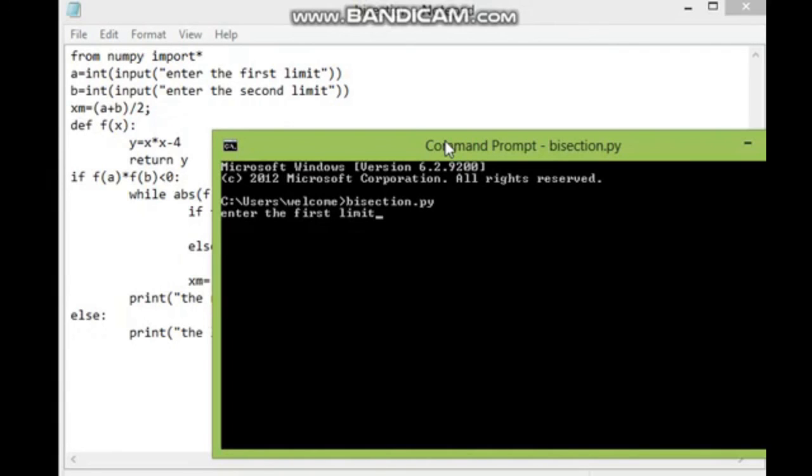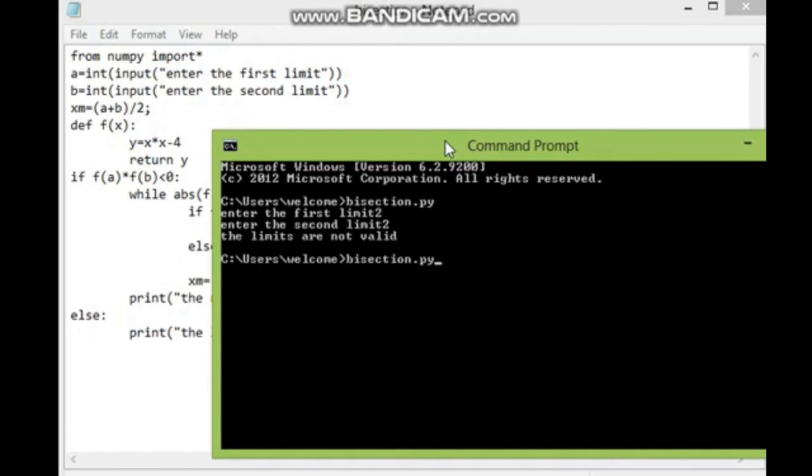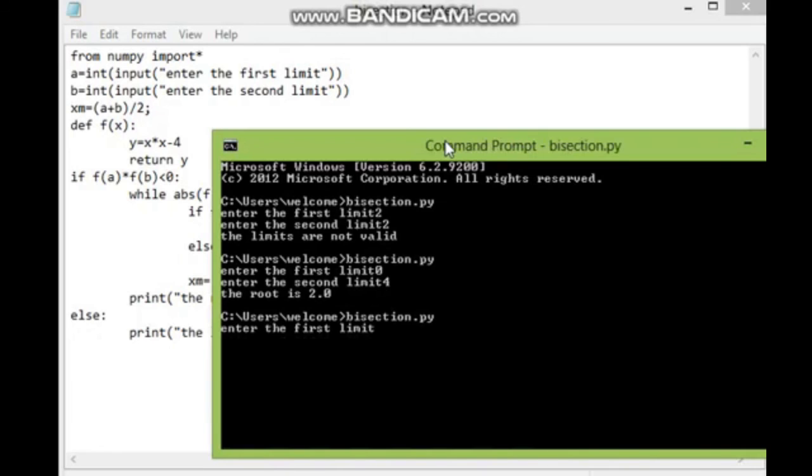First it will ask me to enter the first limit. I give the limit 2, and the second limit, for example, 2, the same limit. Then it will tell me that the limit is not valid. If I run it again, with the first limit 0 and the second limit 4, then the root is 2. So the limits should be valid in such a way that f of a into f of b should be negative.